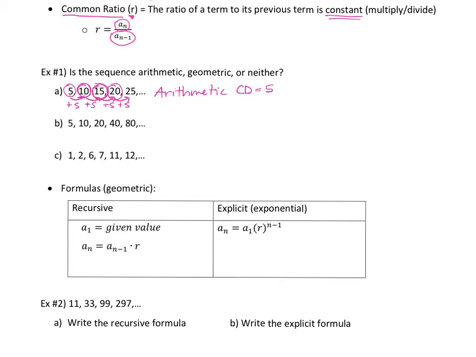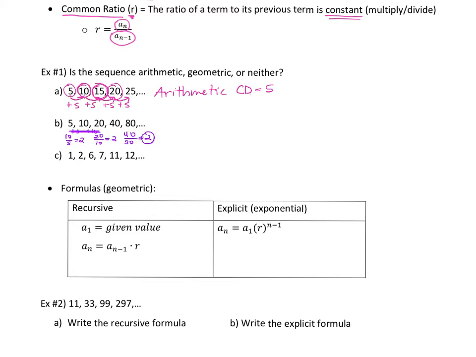If you look at letter B, it starts out very similar, right? 5, 10, but now it says 20, and then 40, and then 80. With that one, we would add 5 here, but now we add 10. Okay, that's not constant. That number is changing. So we don't want to do that. Instead, check with division. I can do 10 divided by 5, and I get 2. I can do 20 divided by 10, and I get 2. I can do 40 divided by 20, and I get 2, right?